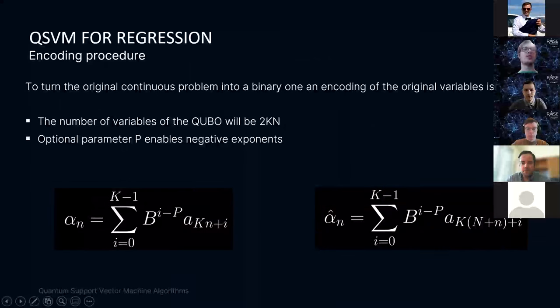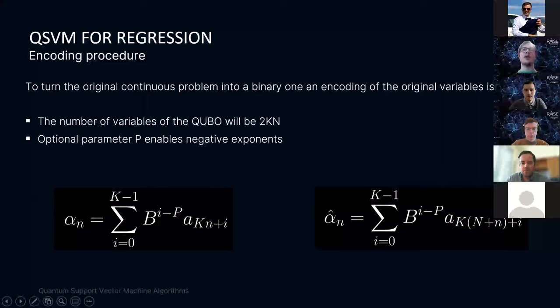So now I would like to spend a few words about the encoding. The encoding, as you might notice, is more or less the same procedure that Amer used. The only key difference is that for the regression problem, derived from the regression training equation, I don't have a number of original variables alpha equal to the number N of training samples as in the SVM for classification, but I have twice that number. So you have two N alpha.